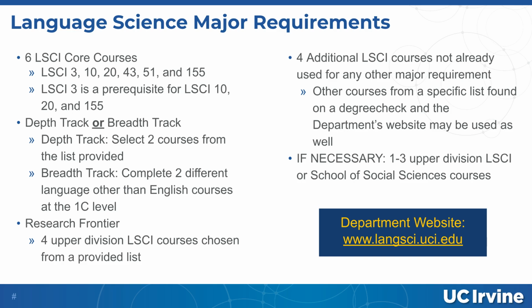The second option is the breadth track. Under the breadth track, students must complete coursework in 2 different languages other than English, each through the 1C level. For example, a student interested in learning Chinese could complete Chinese 1A, 1B, and 1C to fulfill one portion of the breadth track, and then complete a second language through the 1C level to satisfy the remaining portion. Students with qualifying AP or IB scores in a language other than English may also potentially fulfill part of this requirement, depending on the score received.